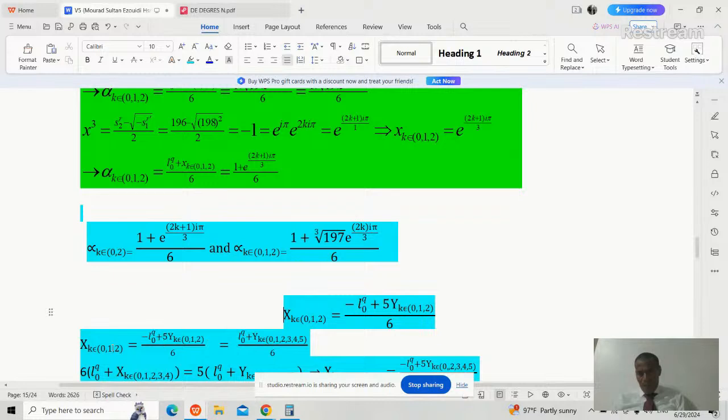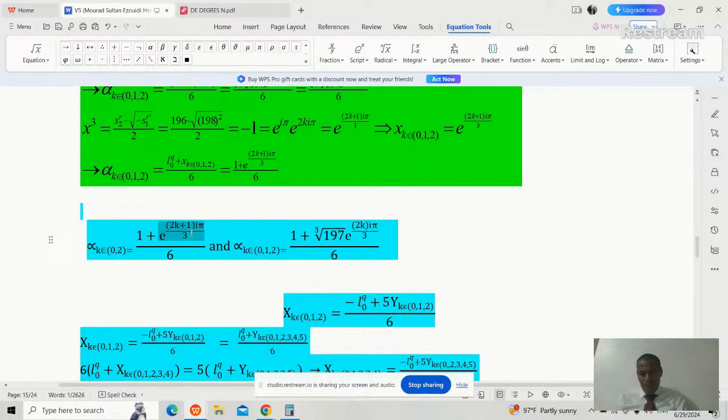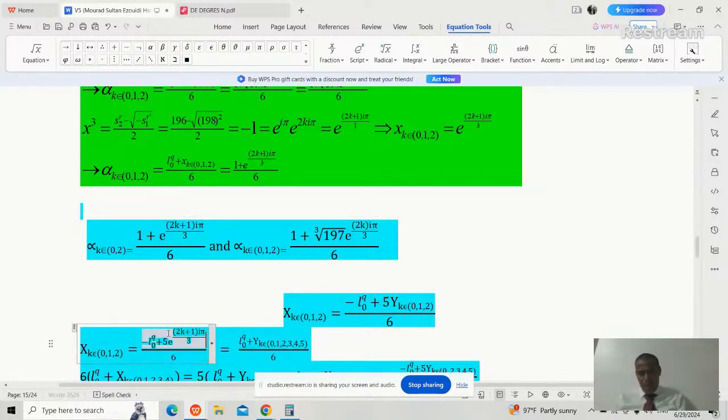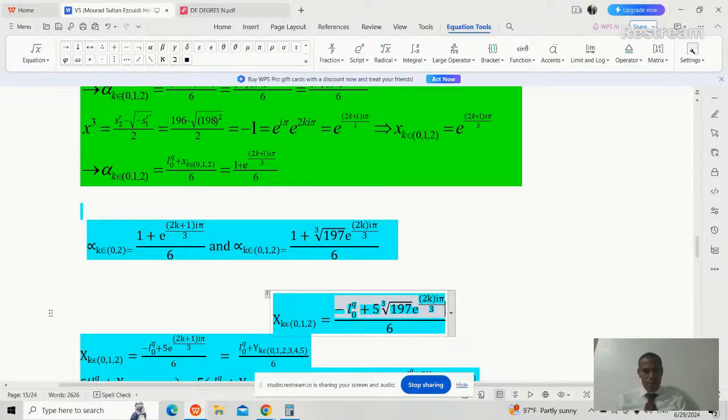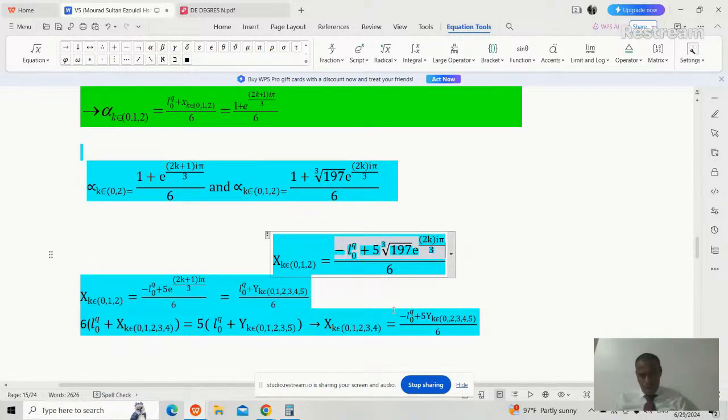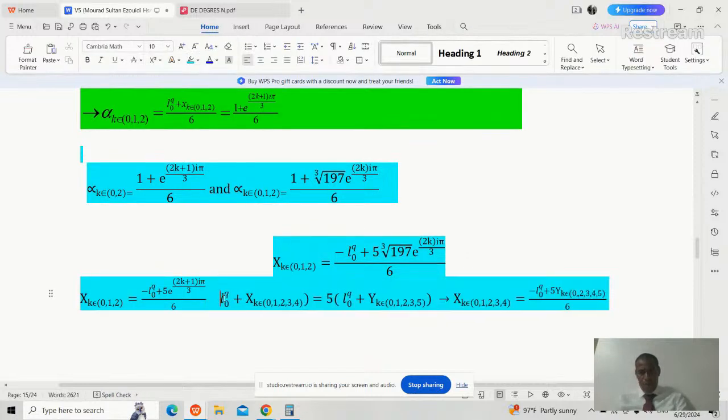If you want to find xk, you will just replace xk with this. It will be minus L0 plus 5 times this. And the rest, it will be like that. Copy this, 5 times this. Then the rest no need. Now we solved the question perfectly with no mistake, learners.